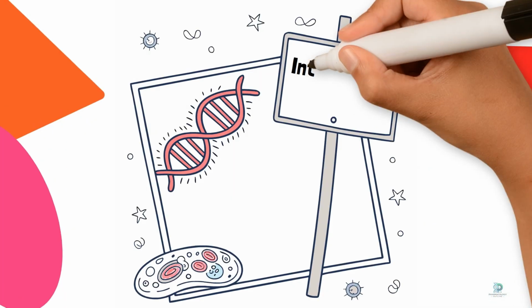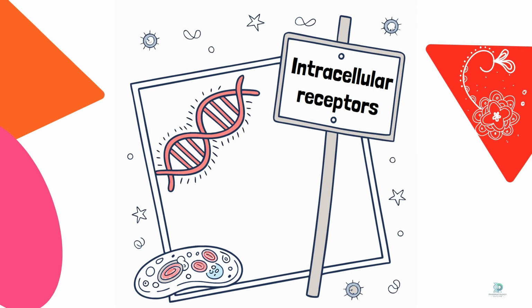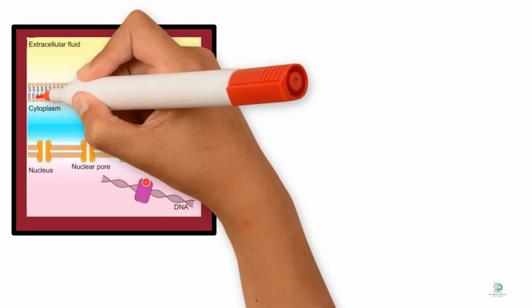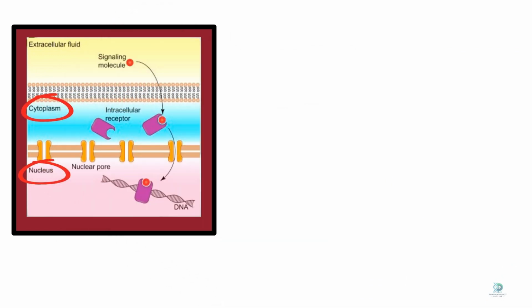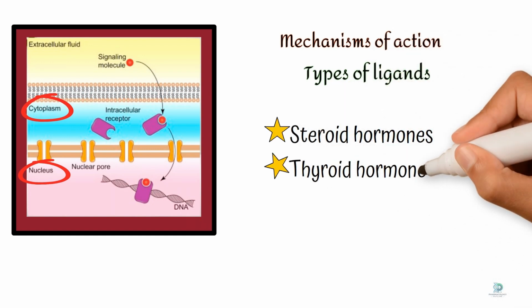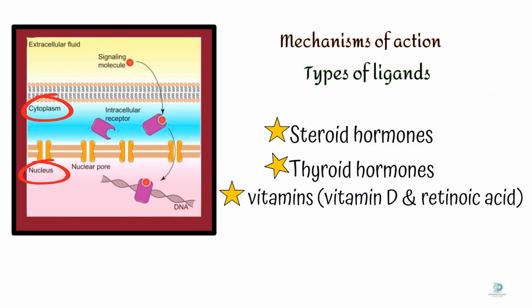In this video, we're exploring intracellular receptors. Intracellular receptors are a class of receptors located within cells, specifically in the cytoplasm or nucleus, rather than on the cell surface. This underlying difference in location dictates their unique mechanisms of action and the types of ligands they bind. These ligands include steroid hormones, thyroid hormones, and specific vitamins such as vitamin D and retinoic acid.